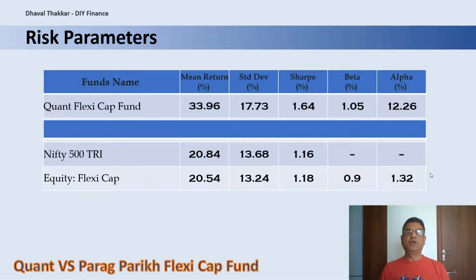Third one, Sharpe ratio, that is a tool to measure the risk adjusted return, which is 1.64, which is more than both the category average and the benchmark index. Here, higher the value is better.